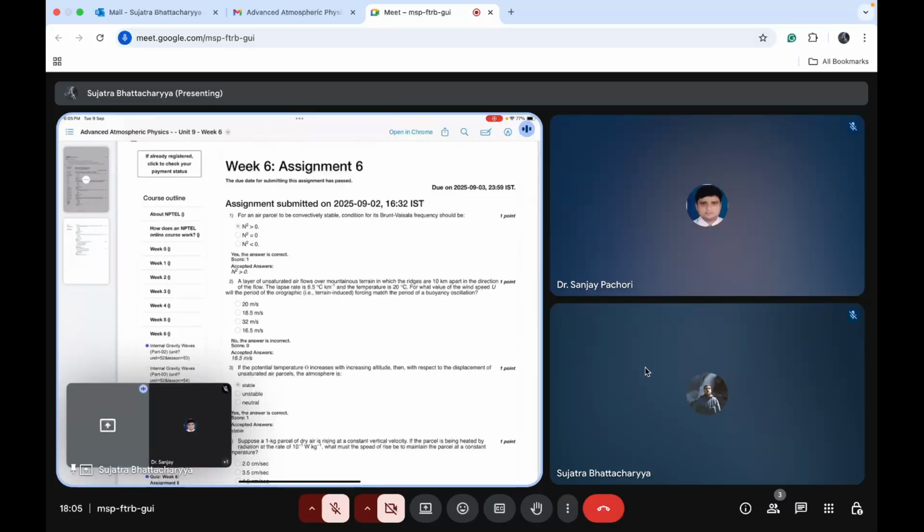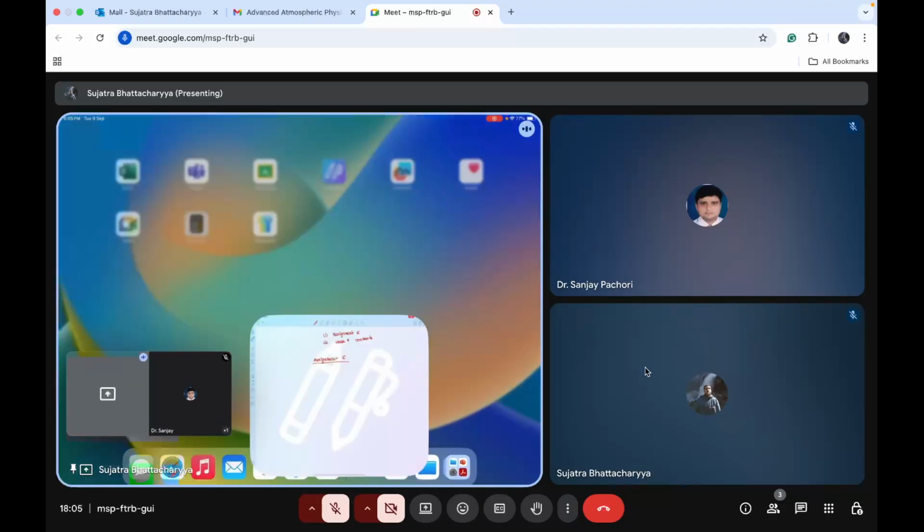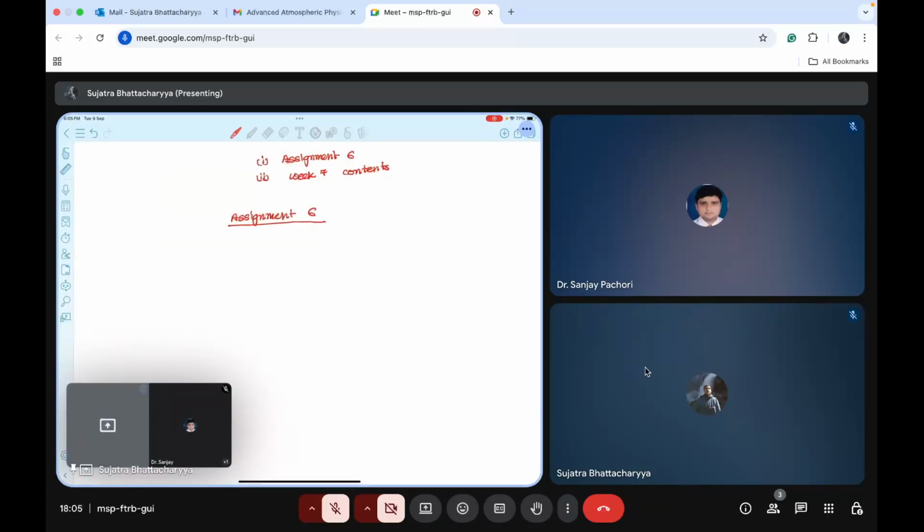So the first question is that for an air parcel to be convectively stable, condition for its Brunt-Väisälä frequency should be. So there are a couple of options, and we see that N square greater than 0 is the correct option. So why is that true? Because if you remember the formula for N square we have derived, that is g by theta of the environment, d theta dz. This is what we have derived.